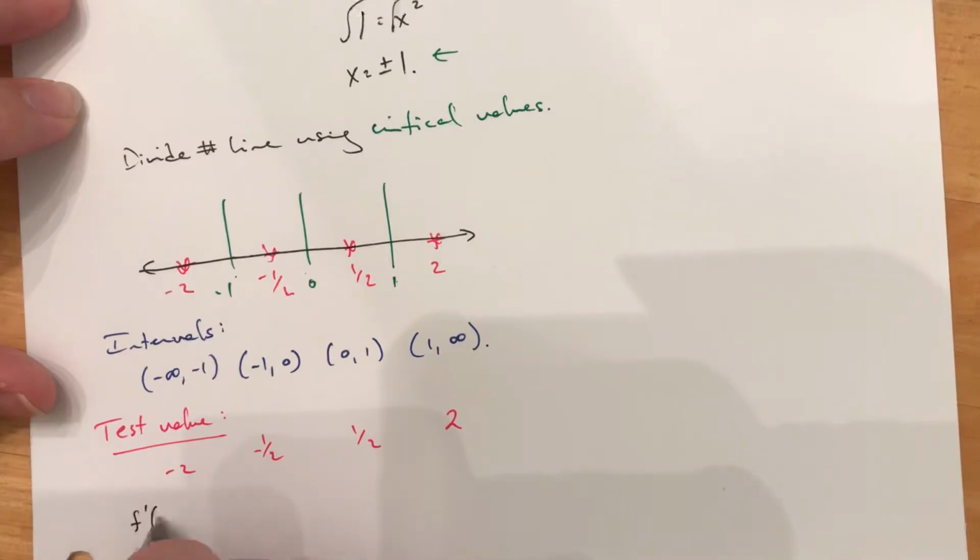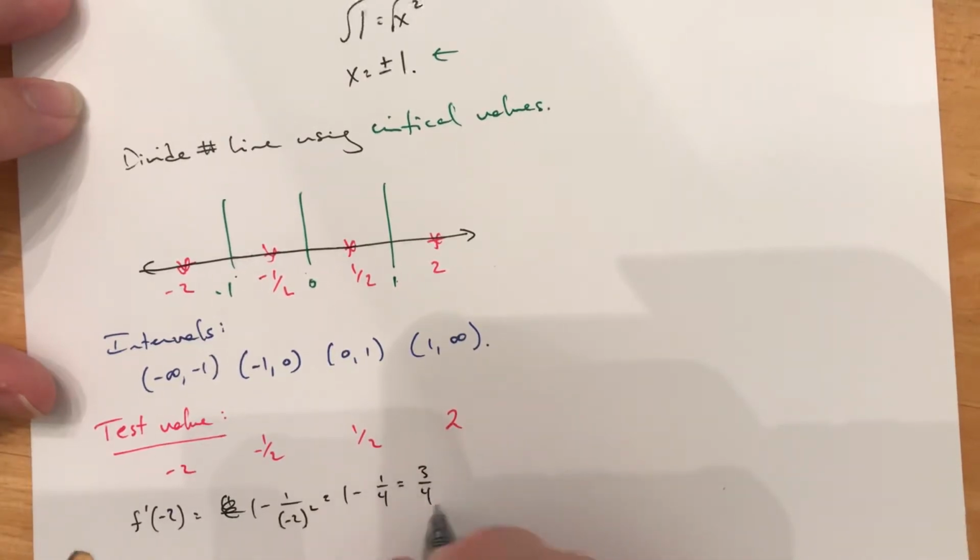f prime of negative 2, 1 minus 1 over negative 2 squared. Negative 2 squared is positive 4. 1 minus 1/4 is 3/4, which is positive.